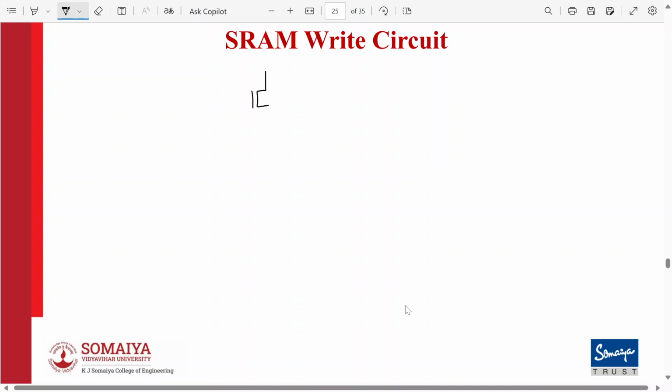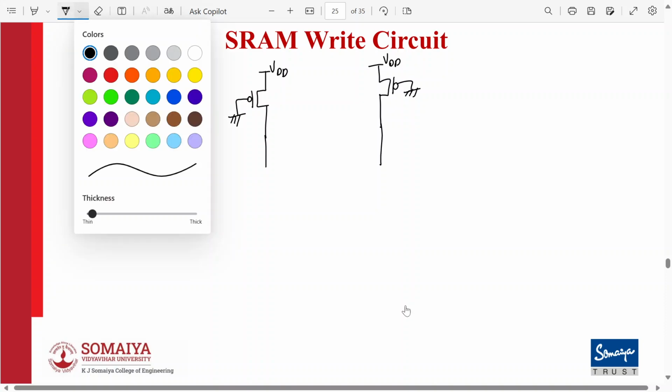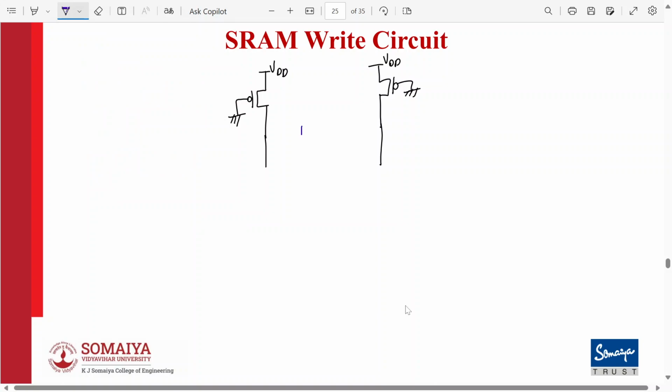So you have over here, what are these things? These are pull up transistors. Then comes the SRAM cell. So I'm drawing the SRAM cell in blue color. I'm drawing it a little small for a reason. You will understand now. This is one SRAM cell.